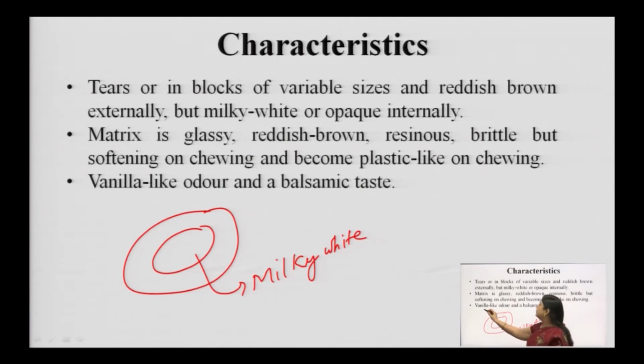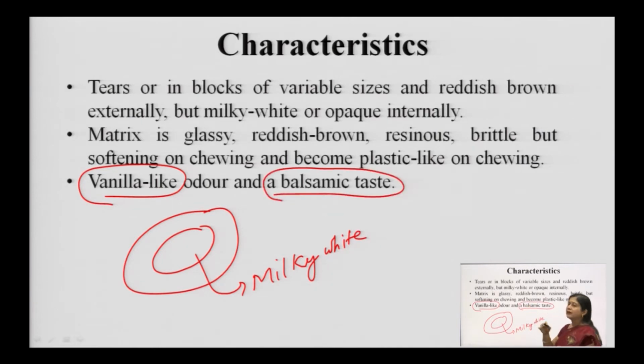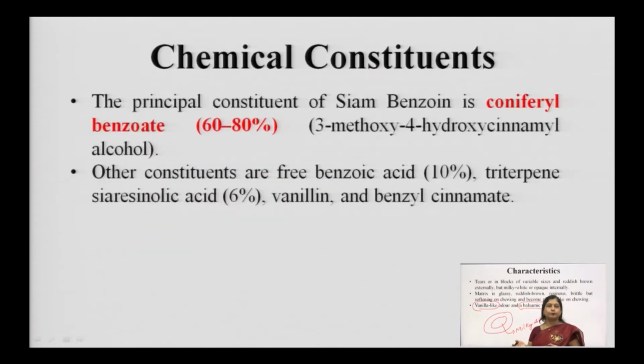The odor is vanilla like. Okay. There we had the balsamic odor, here it is vanilla like because it is having a lot of vanillin in it. Okay. Vanilla flavor, you must have eaten ice cream and all. So, vanilla like odor, it is basically coming from vanillin which is present in this Siam benzoin. Then it also has a balsamic taste. Balsamic is a very aromatic kind of very pleasant taste which is there in Sumatra benzoin also.